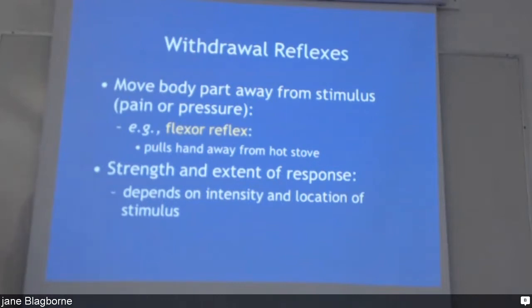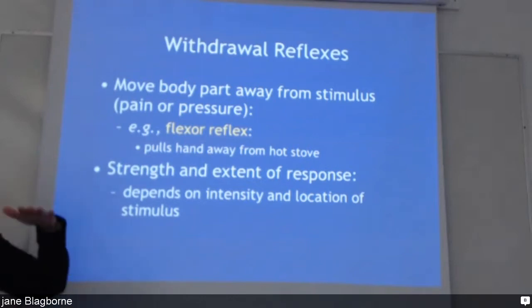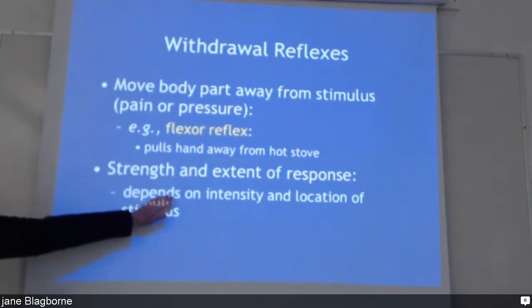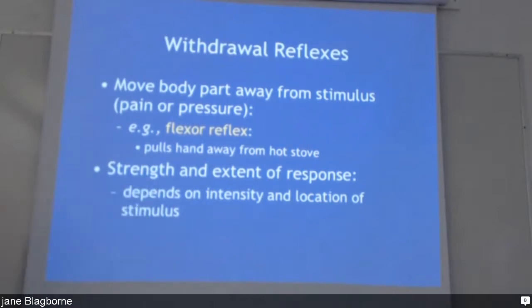So withdrawal reflexes, the body part moves away from the stimulus. If you have a patient that's semi-conscious or unconscious and you want to know what level they're at, you give them painful stimuli. Usually it can be just as little as squeezing a fingertip or rubbing the sternum here. And the person, depending on the level of consciousness, will move away from it. They try to get away from the pain or pressure. So the strength and extent of the response is because of the intensity and location.